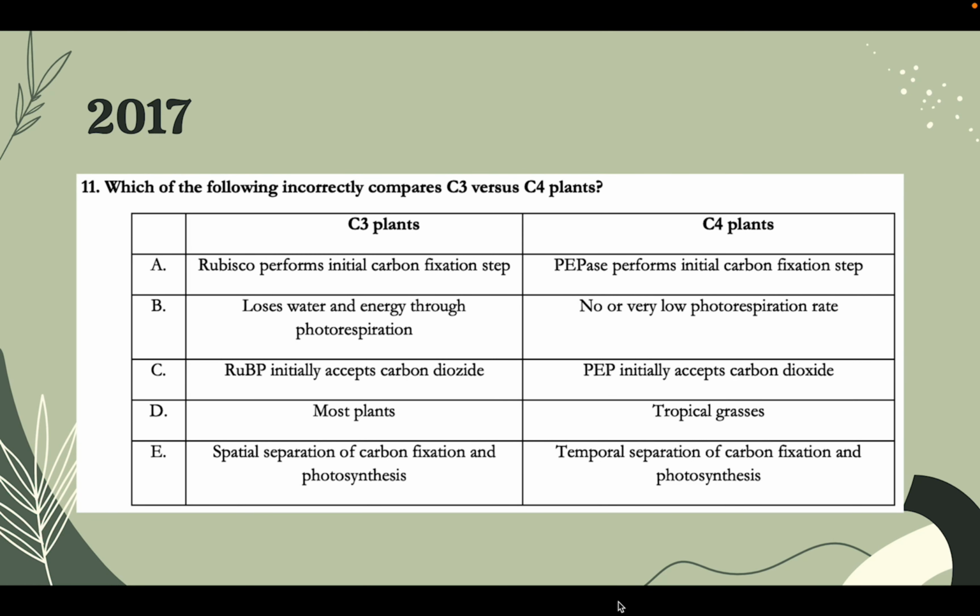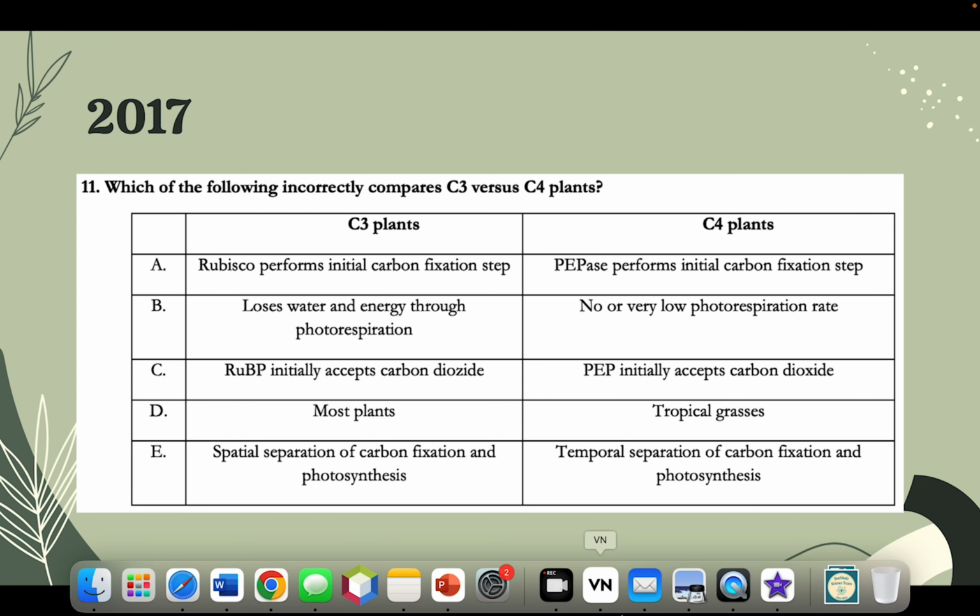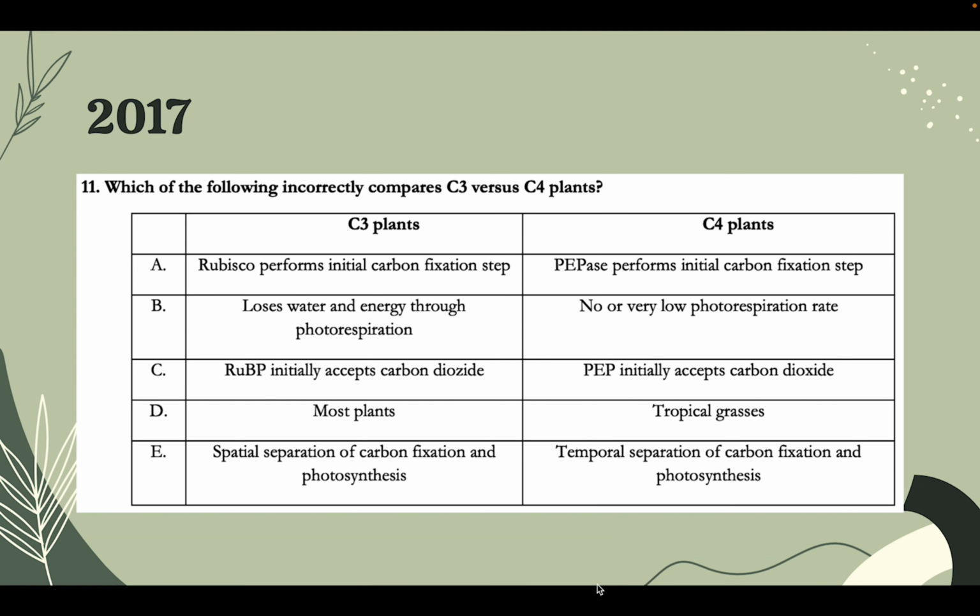So pause the video and take a look at this one. It comes from the 2017 USABO Opens exam. Okay, so it's asking for which comparison is incorrect. So let's just go through all of them. The first one says Rubisco performs the initial carbon fixation step in C3 plants, whereas PEP carboxylase performs the initial carbon fixation step in C4 plants.